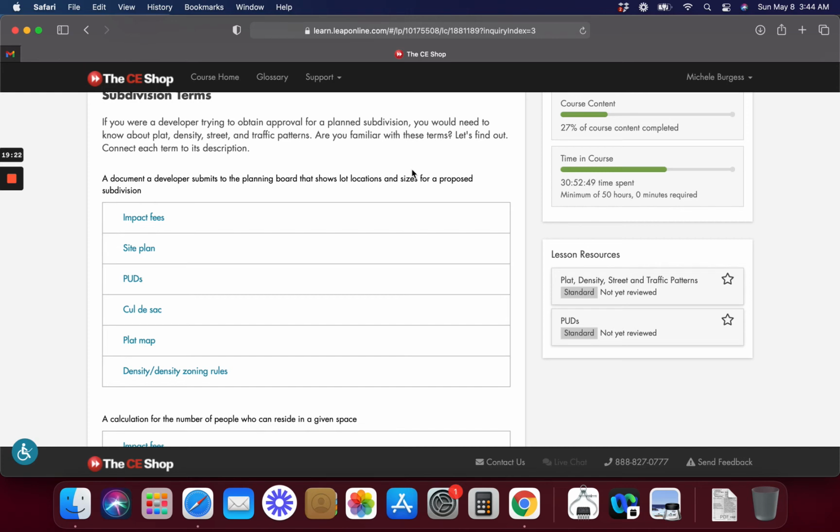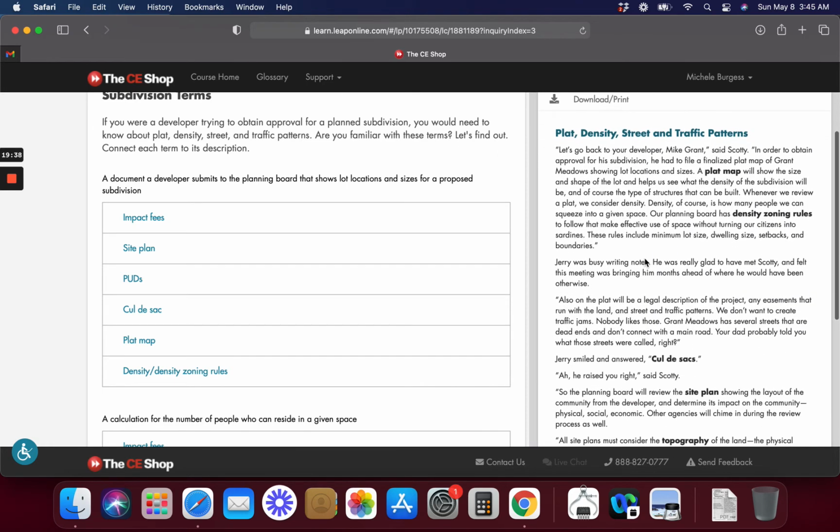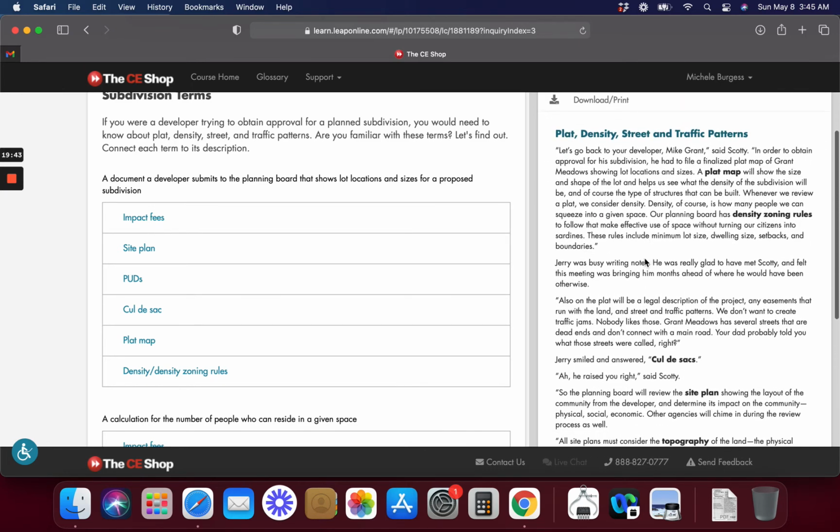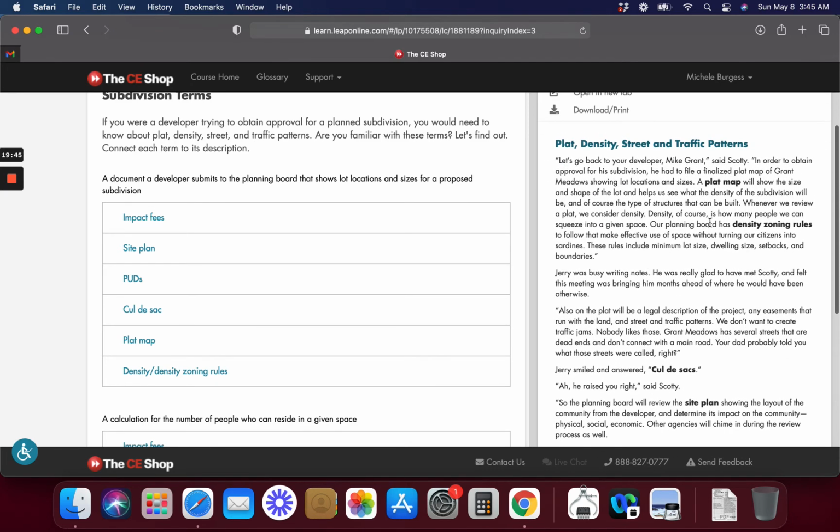If you were a developer trying to obtain approval for a planned subdivision, you need to know about plat, density, street, and traffic plans. Now, I do remember seeing something about plat before. Are you familiar with these terms? Let's see how long this is. Oh my God. All right, so if you need this resource, be sure and contact me.